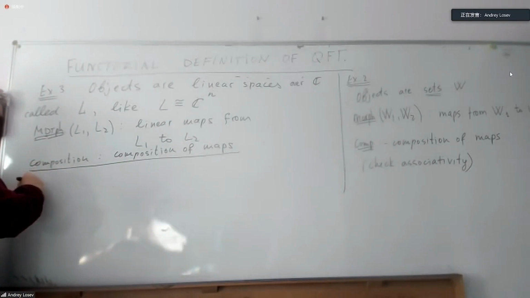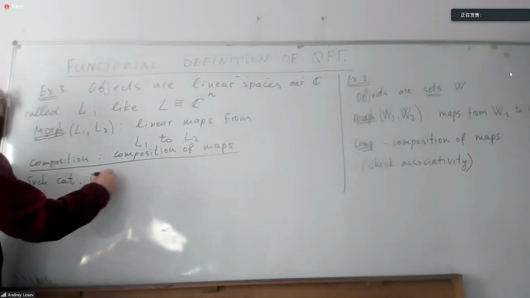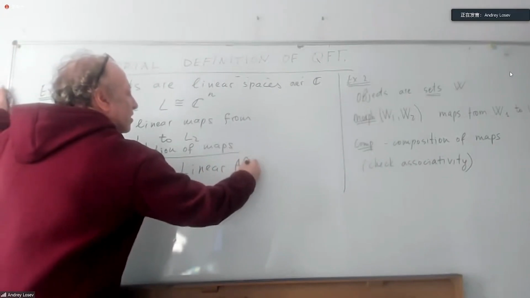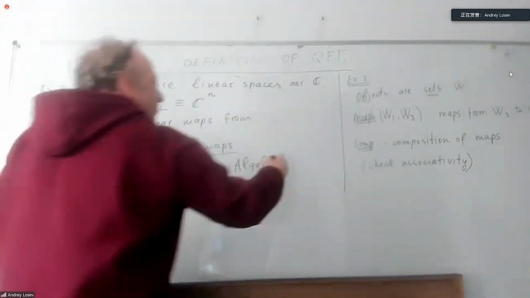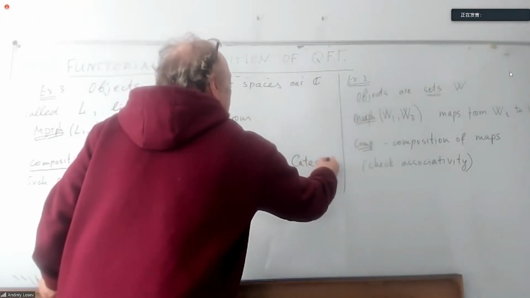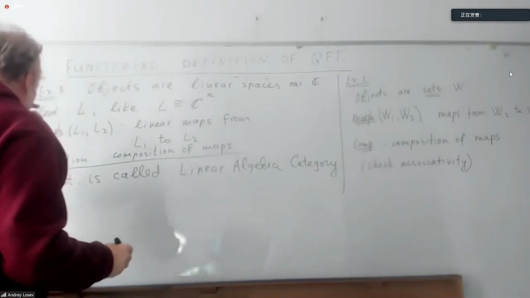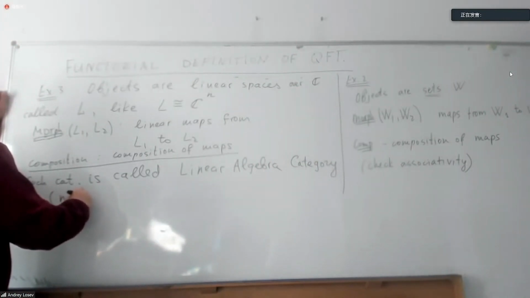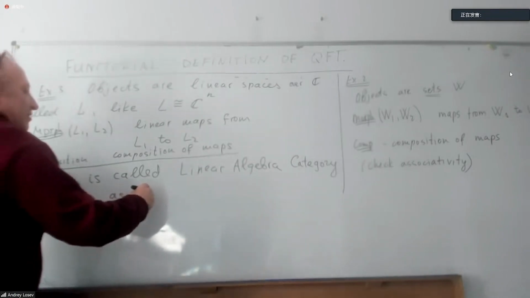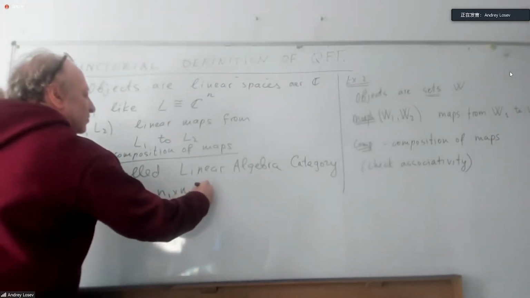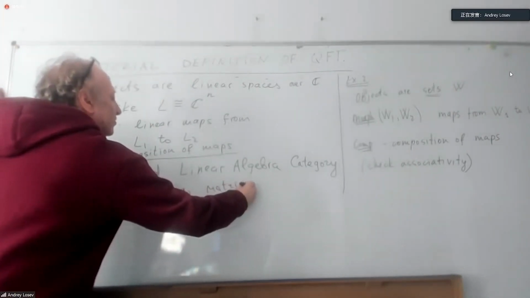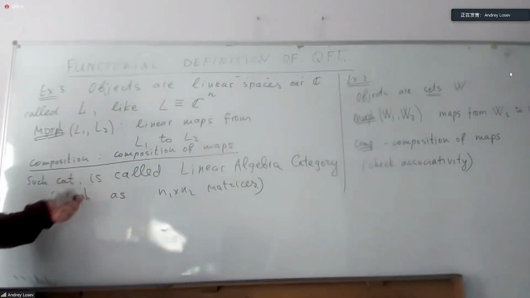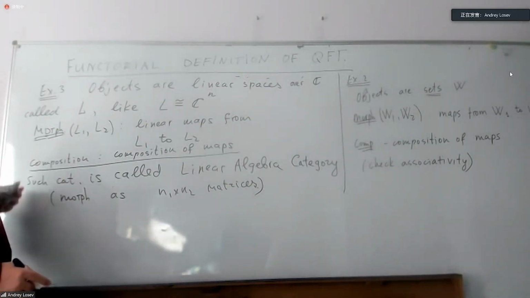So such a category is called the linear algebra category. You can understand a morphism as an N1 by N2 matrix, and composition is just multiplication of these matrices. So it is the linear algebra category.